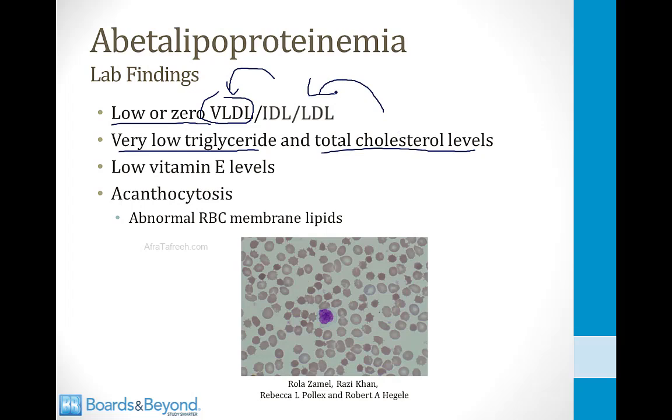As I said before, fat-soluble vitamin deficiencies can develop, and you may see low vitamin E levels in patients with this condition. And then finally, on a peripheral blood smear, you may see acanthocytes. This picture on the screen shows acanthocytosis. Acanthocytes are red cells with these spikes in their membrane, and this occurs when there are abnormal red blood cell membrane lipids, and that happens among children who have abetalipoproteinemia. And that concludes our module on lipid metabolism.